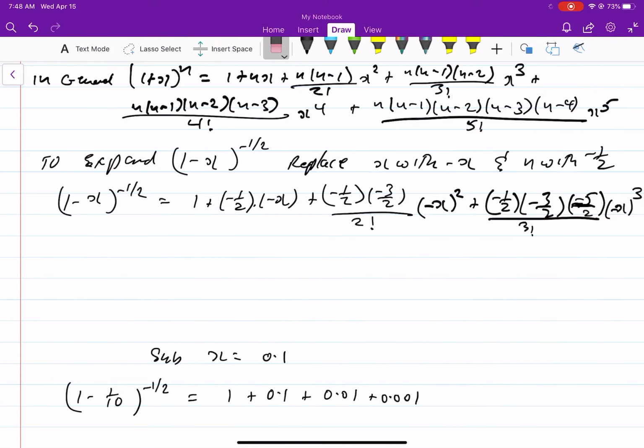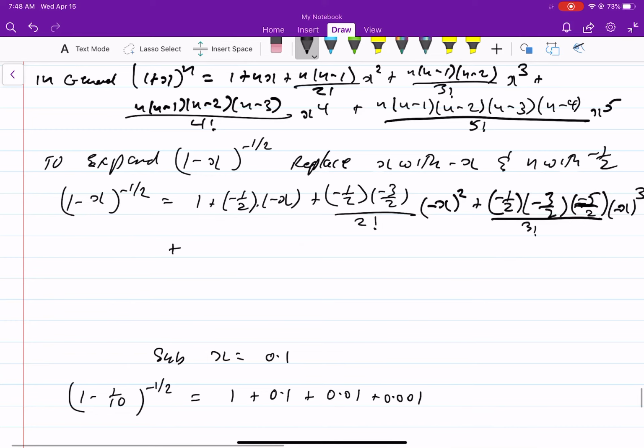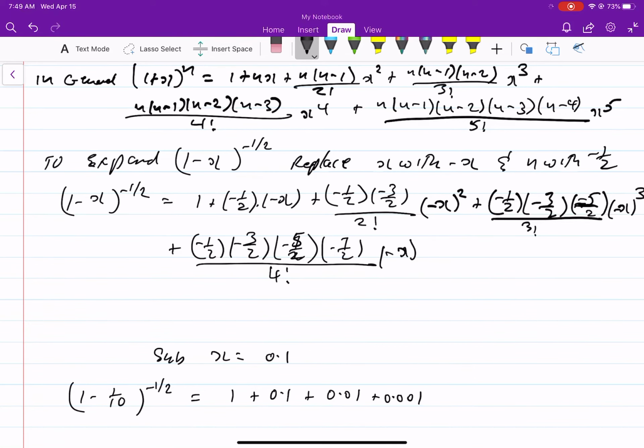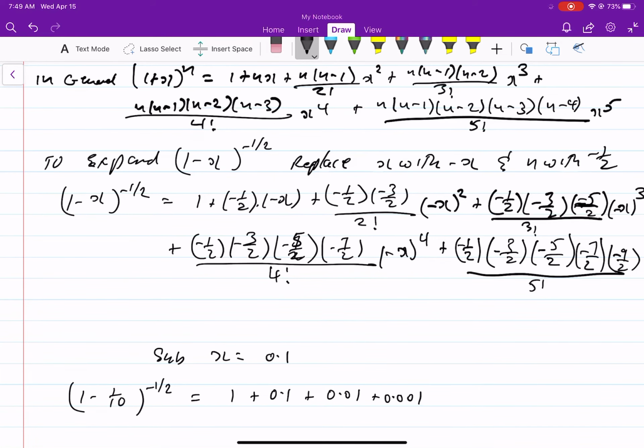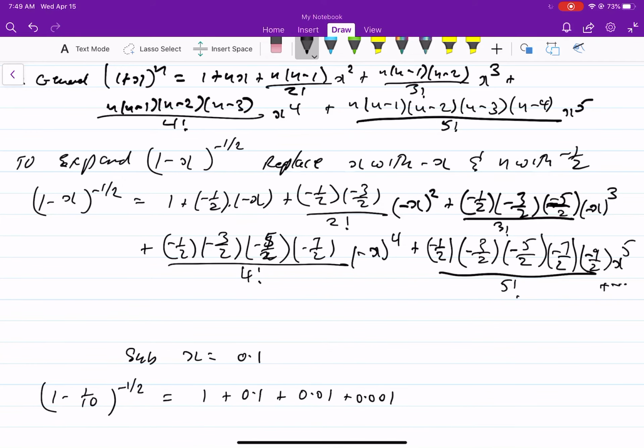Okay, and then what do I need here? I'll take the other two terms, plus minus a half times minus 3 halves times minus 5 halves times minus 7 halves upon 4 factorial times minus x to the fourth. And then the last one is minus a half times minus 3 halves times minus 5 halves times minus 7 halves times minus 9 halves upon 5 factorial times x to the fifth. I doubt I'll need more than that.